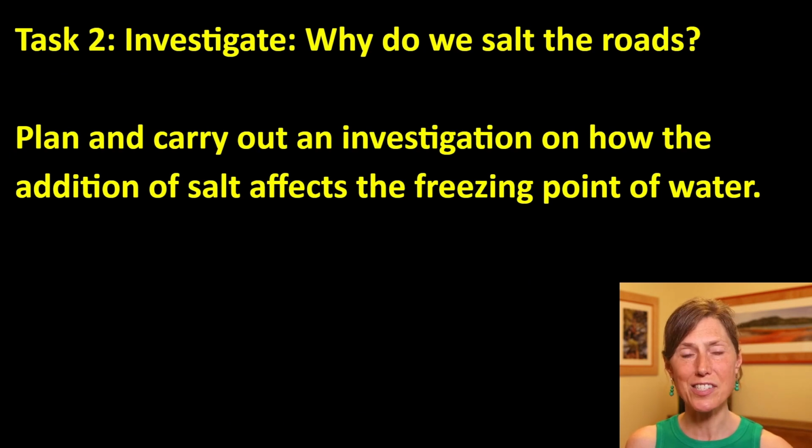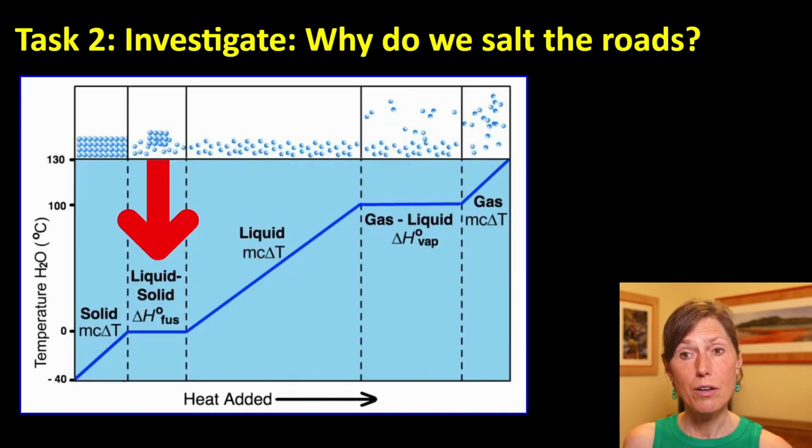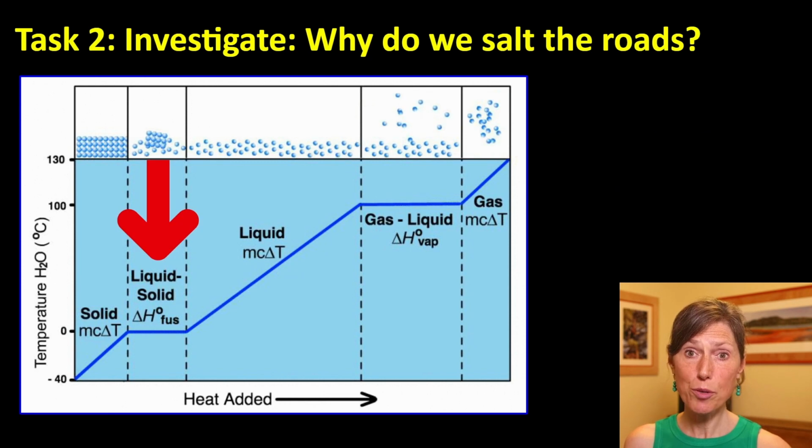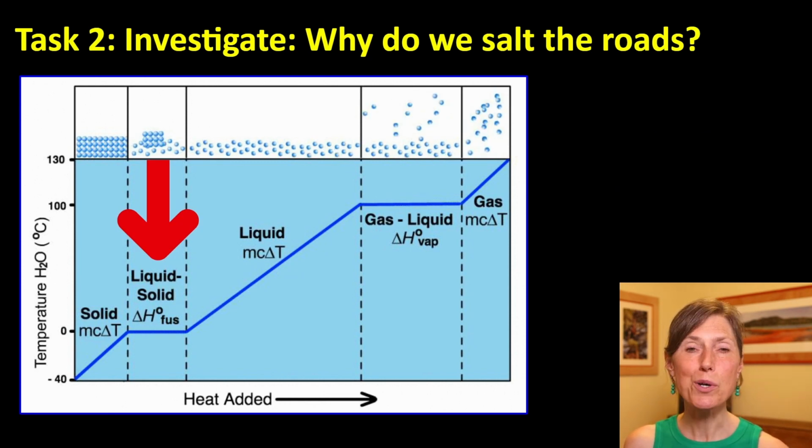The second task asks students to investigate, why do we salt roads? And they get the following prompt. Plan and carry out an investigation on how the addition of salt affects the freezing point of water. This shows you the heating curve of pure water, and the arrow points at the second part of this graph, where solid ice is melting.